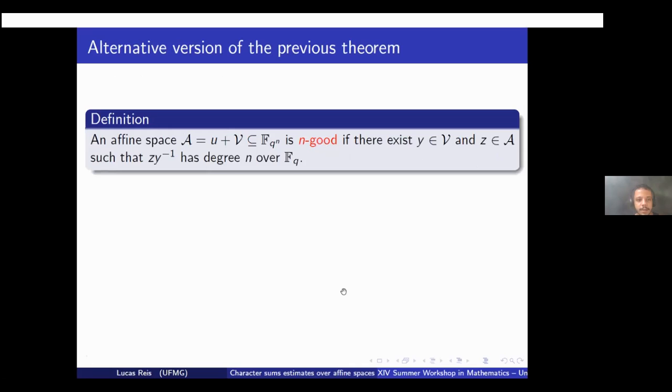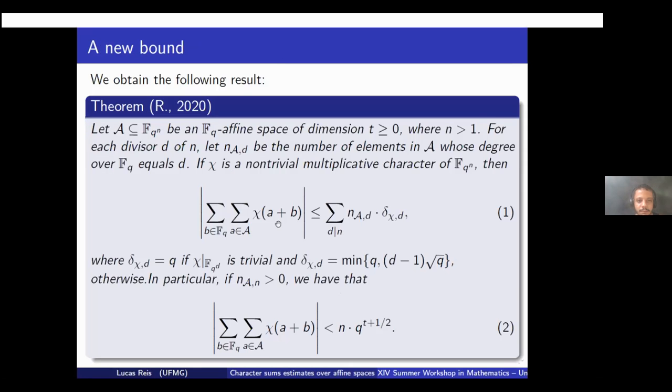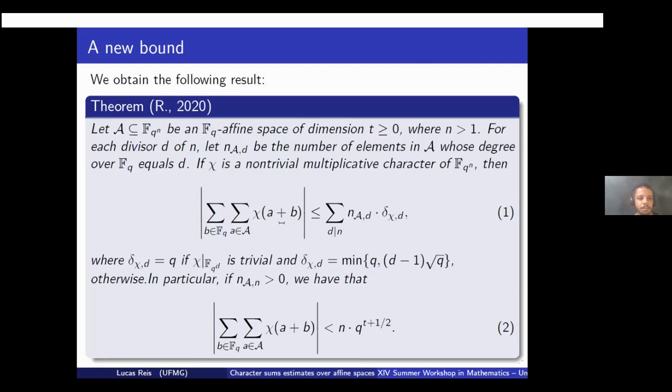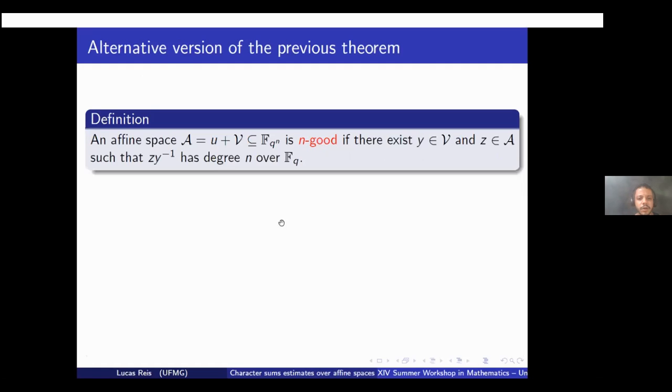And so just to move to a more generic version, because here I'm not actually taking the sum over an affine space. I have these translates of elements in an affine space. So just to mention a cleaner version of this theorem, I define this. Affine space here U plus V, right? So V is a vector space, U is an element in A. I say that this affine space is n-good if I can find an element Y in V and Z in A such that Z Y inverse is an element of degree n over FQ, right?